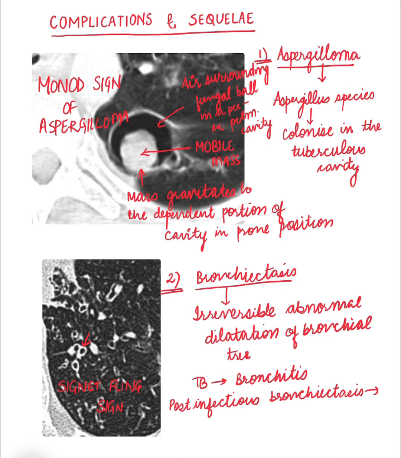As you can see here, this black is a dilated bronchus, and this white is a vessel. It is basically a vessel next to the enlarged airway. This white is a vessel, and this black is a bronchus.